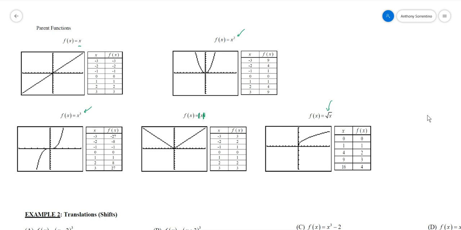But functions related to these are not necessarily going to have that interesting thing going on at the origin. It may be located in another coordinate.